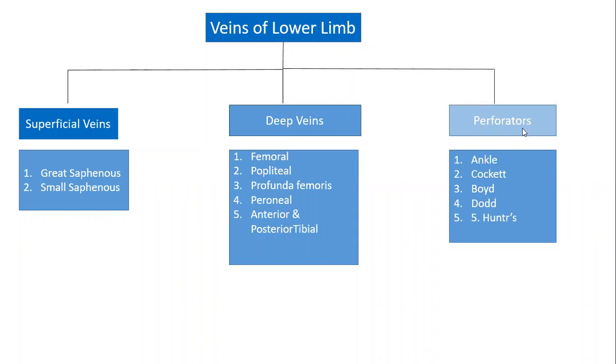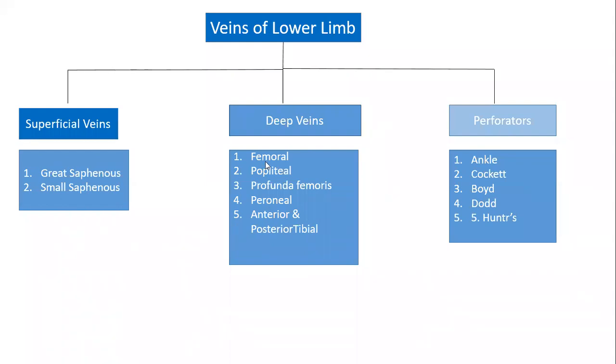Then we have perforators. These are short vessels that connect the superficial veins with the deep veins, and they are called perforators because they pierce and perforate through the deep fascia of the lower limb in order to connect the superficial veins with the deep veins. These include the ankle perforators, perforators of Cockett, Boyd, Dodd, and Hunter's perforators.